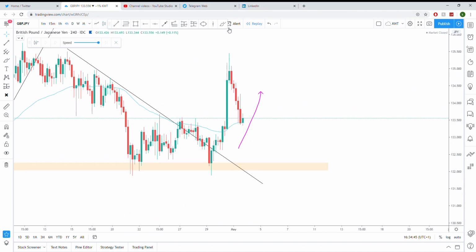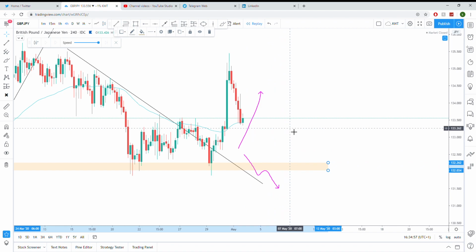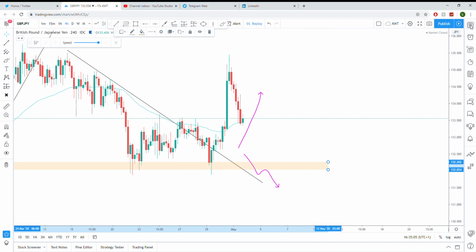But if price moves below this zone here that we have in yellow, we'll be looking for a bias change, and again the pullback within this range. So we'll be looking to sell if price goes below this zone here. So this is at 132.262 to 132.034. Sorry. Again, our bias will change over.